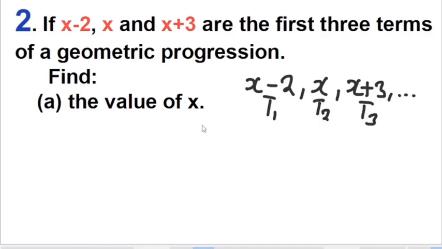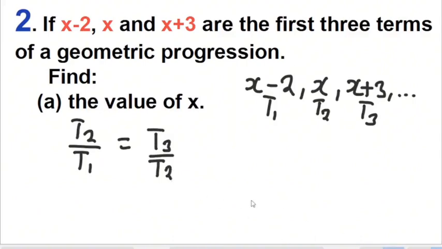To find the value of x, we know that when finding the common ratio under the geometric progression, we normally divide. We say term 2 divided by term 1, which will also be equal to term 3 divided by term 2. So we are going to use the same idea, where term 2 divided by term 1 is equal to term 3 divided by term 2. This idea is what we are going to use.